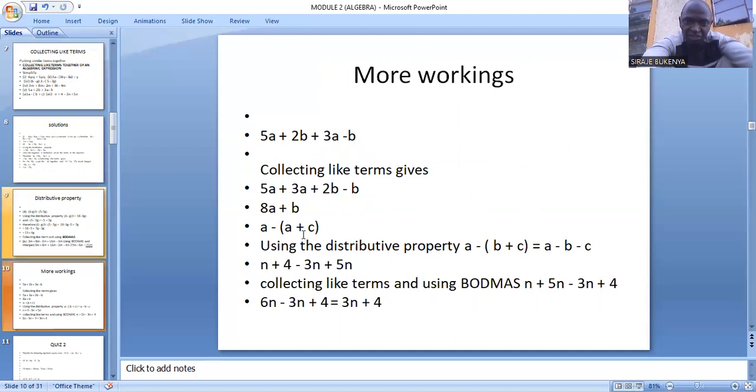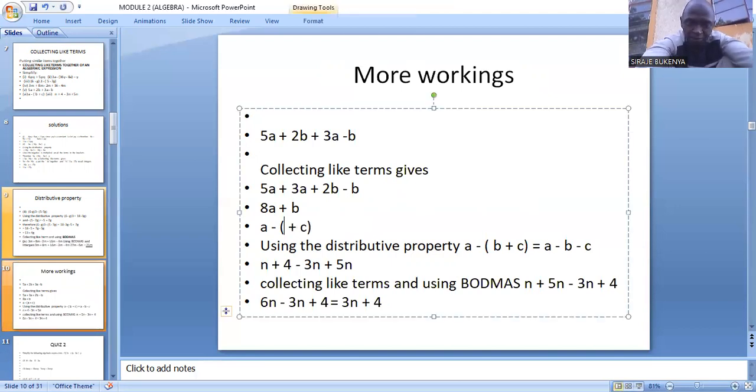So for this one, open the brackets: a minus, open brackets, a plus c. That means the minus should go in the brackets, and then get your answer. Sorry, this one was supposed to be a b. Yes, like that. So when you open the brackets, you get a minus b minus c. Get your answers like that.